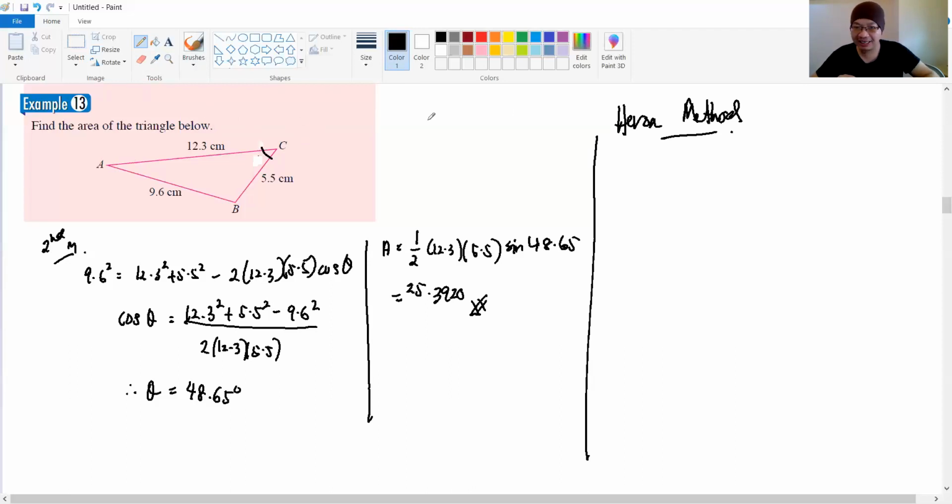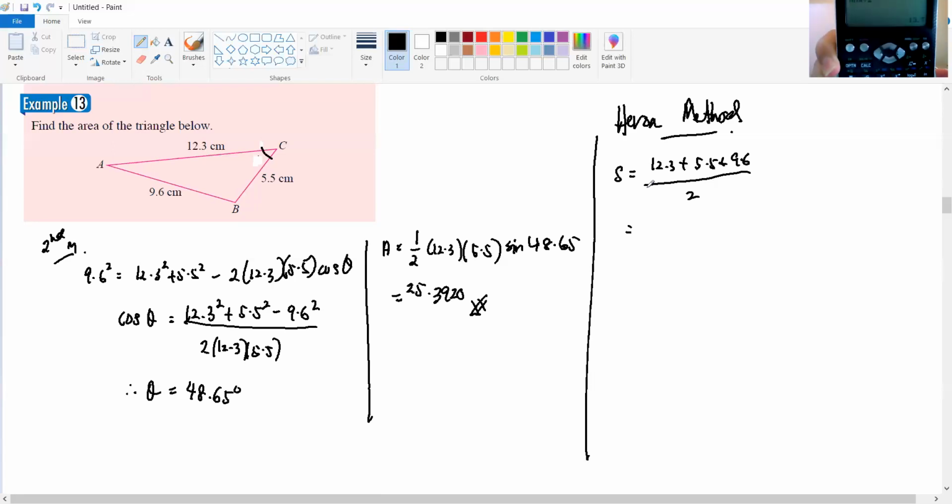Now all the lengths are given, but there's no angle, right? I told you the first method is we need to find the mid perimeter, which is S. So S equals 12.3 plus 5.5 plus 9.6, and then we need to divide it by 2 because it's the middle. So we add everything and divide by 2. Your answer will be 13.7.